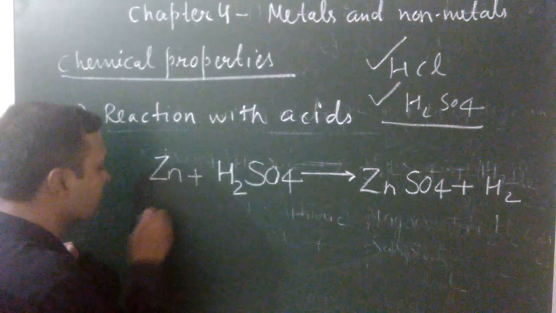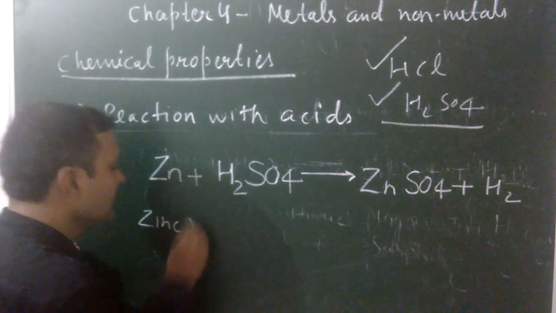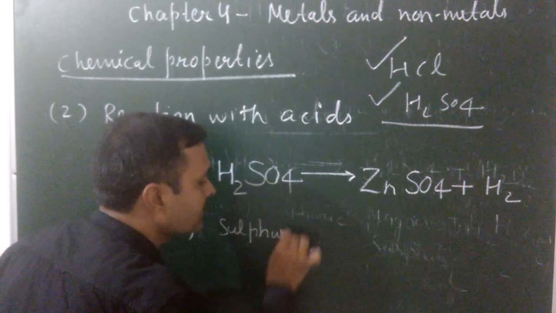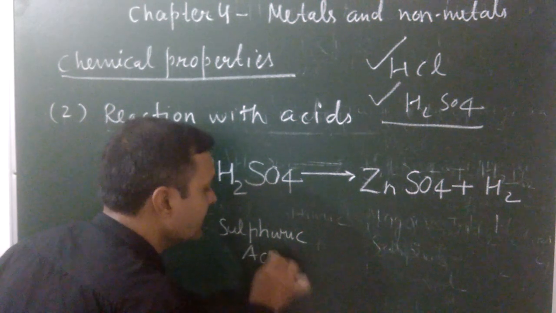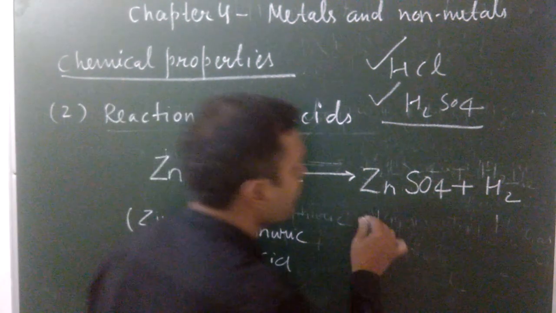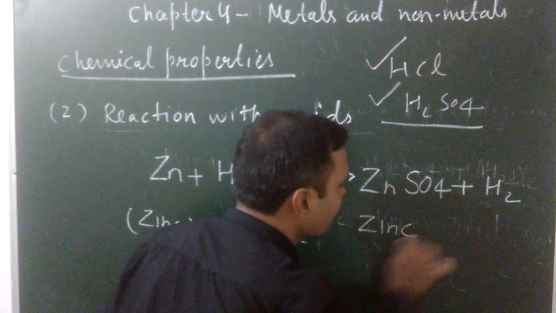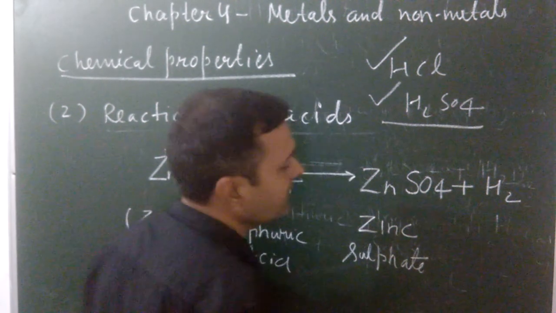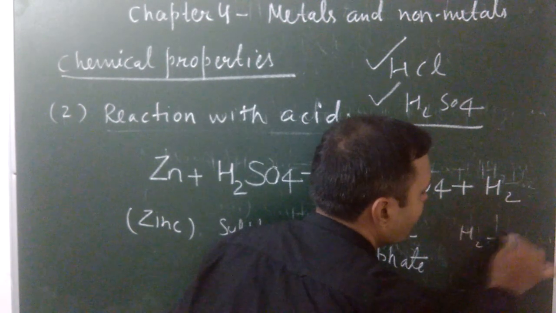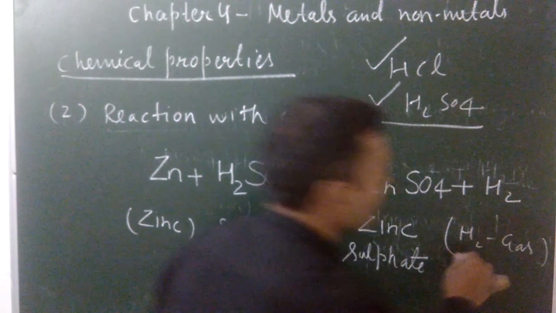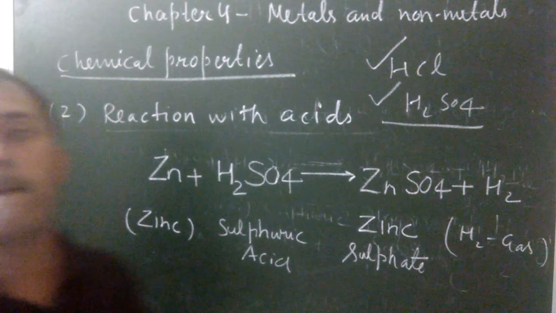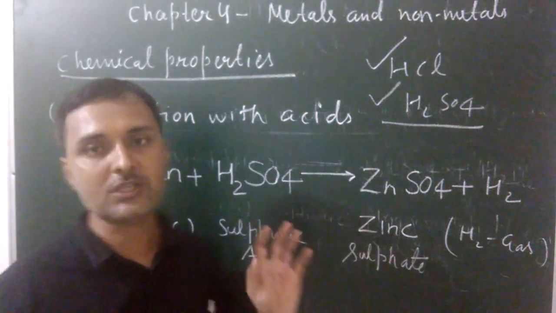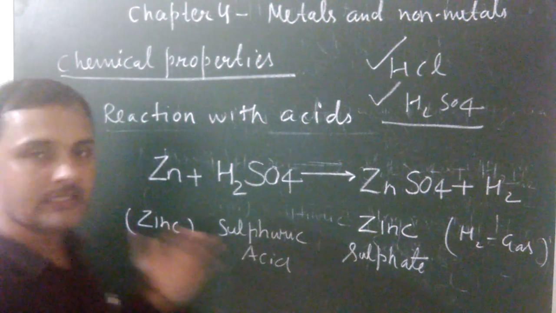Again you can write, this is the zinc and this is the sulfuric acid. This salt is zinc sulfate. And finally this is the hydrogen gas. So this is all about the reaction of metals with acid. The common metals are sodium, magnesium, and zinc.